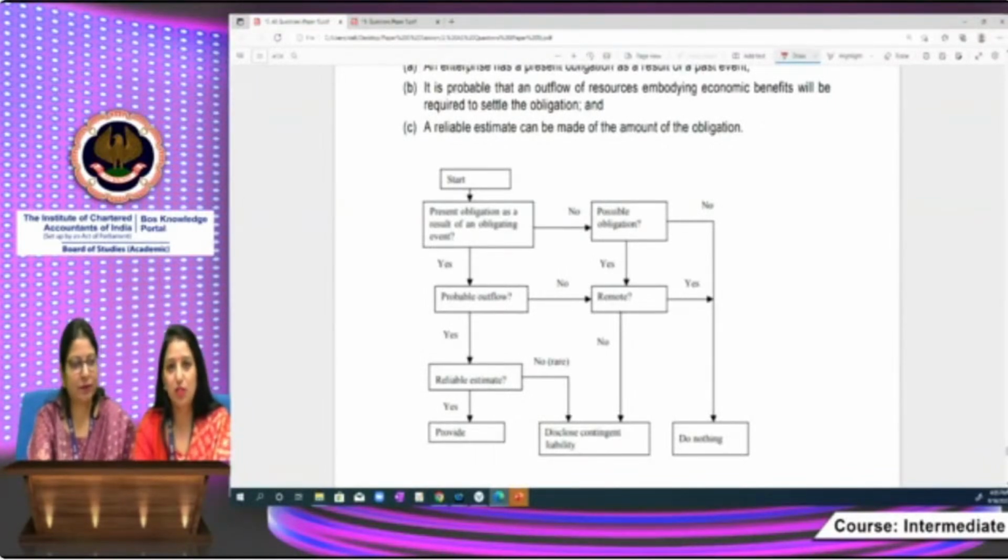You just have to judge on the basis of the scenario whether an item goes to provision or contingent liability. You have to check it, and for checking, certain conditions are given on the basis of which you can decide whether it will be a provision or a contingent liability.